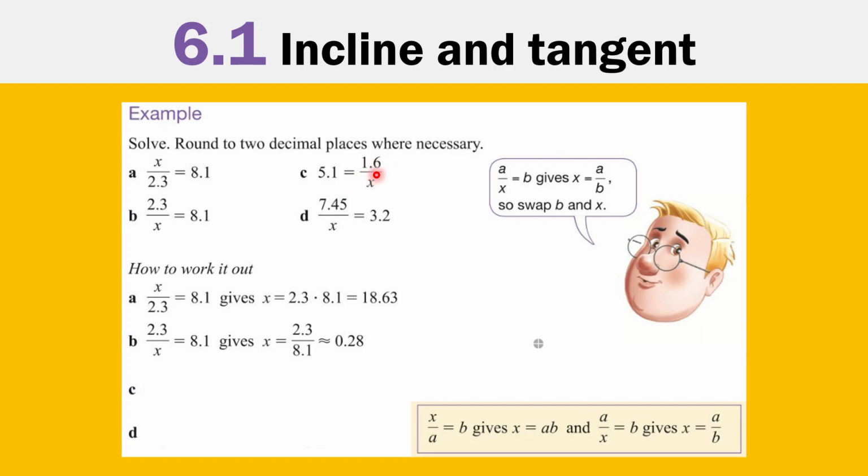If the x in the denominator is on the right or on the left, the same rule applies, right? Here it is equal to 1.6 divided by 5.1. Remember, x is in the denominator, yeah? So that's why you get 1.6 divided by 5.1. And here x again is in the bottom part, so here you get x equals 7.45 divided by 3.2, right?